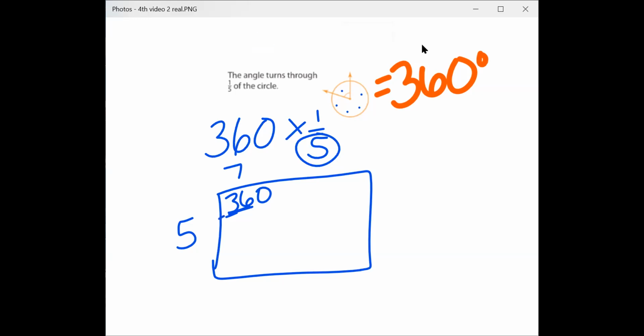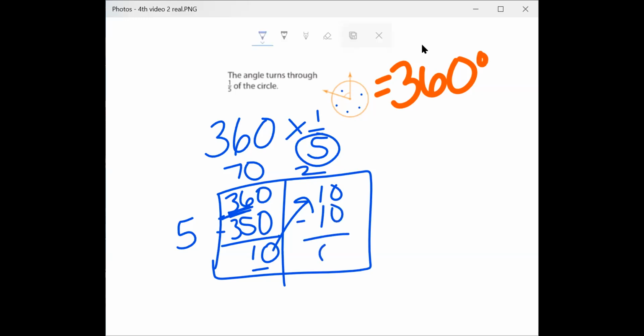But of course, this is not 36, it's 36 tens. So I'm not going to multiply by 7, I'm going to multiply by 7 tens, and subtract 350, because that's what 5 times 70 is, and I'm left with 10. Now I can go again because this number is greater than 5, and easy peasy, I know that 5 times 2 equals 10. So how many degrees is 1/5 of the circle? 72 degrees.